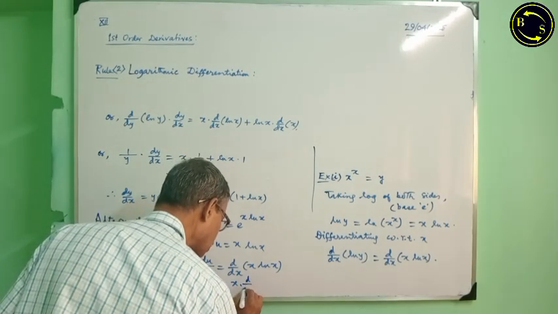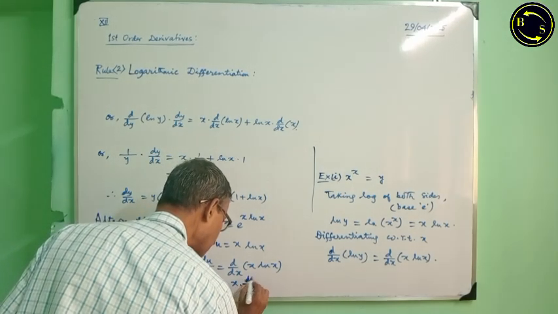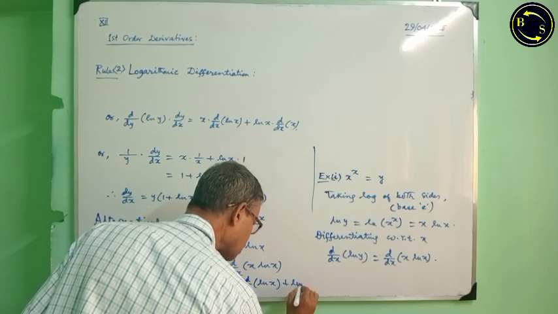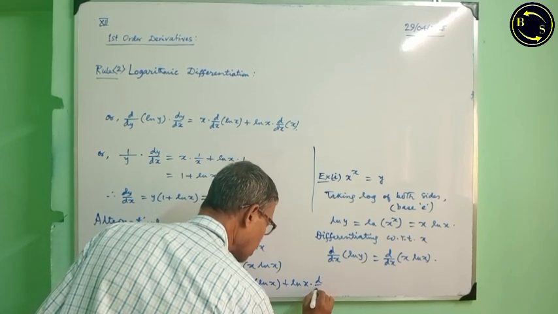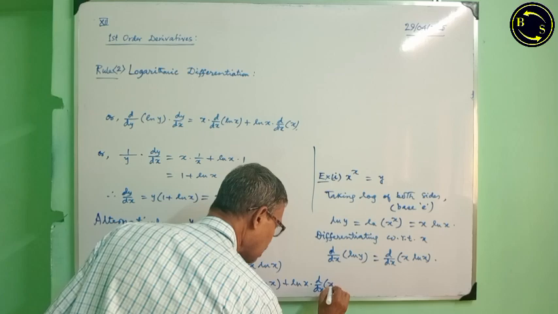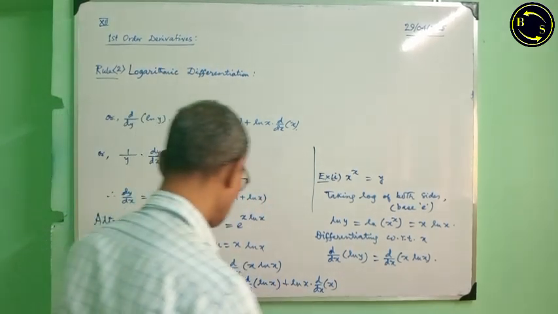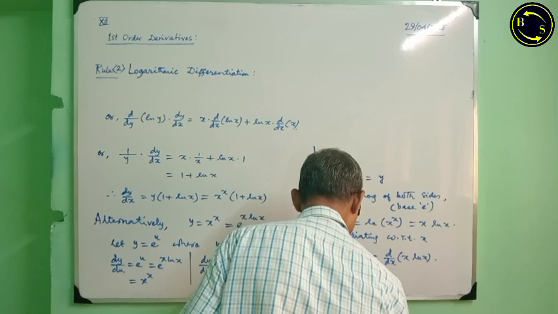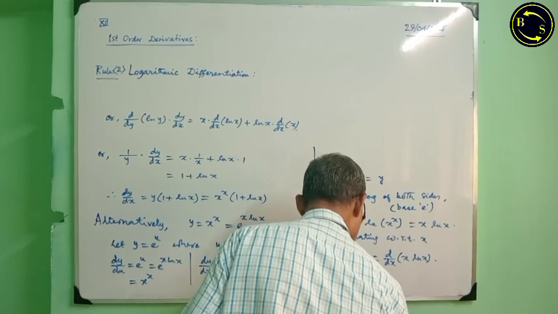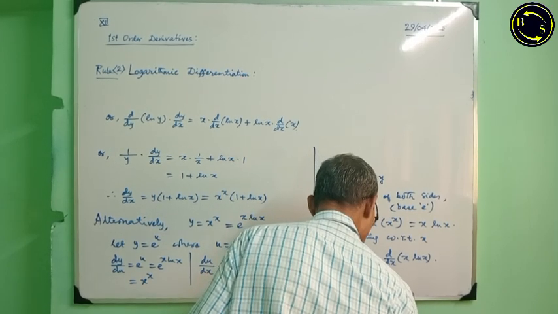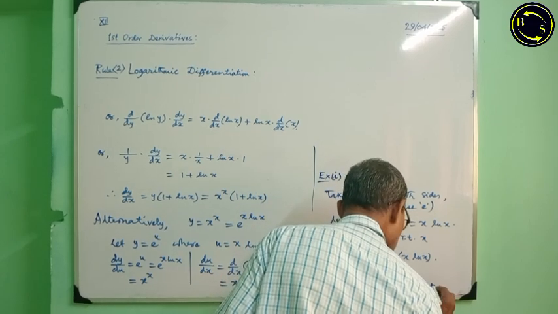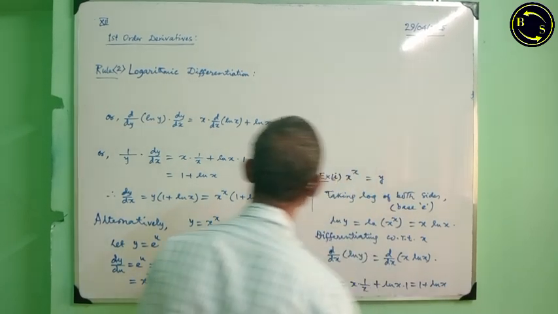better I write this form, plus log x d/dx of x, that is equal to x into 1 by x plus log x into 1, that is 1 plus log x.